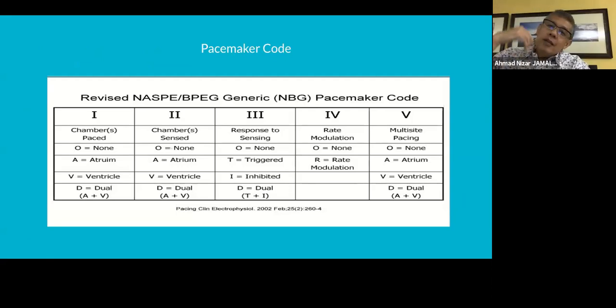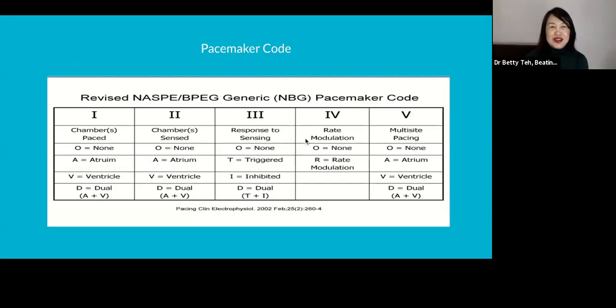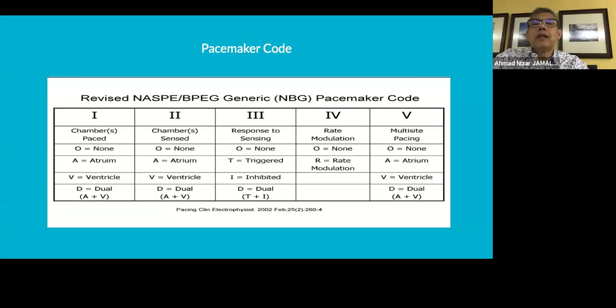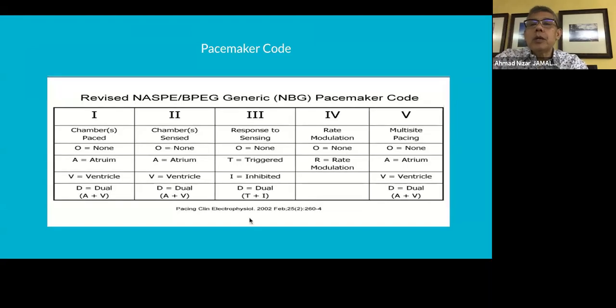I think they will always know that there is something called VVI, DDD, and all sorts of pacemakers. There is such a thing as a pacemaker code, briefly, and it comes in five letters. The first letter is the chamber paced, so it may be A, V, D, or O. The second letter stands for the chamber sensed, so this can also be O, A, V, and D, D standing for dual chambers.